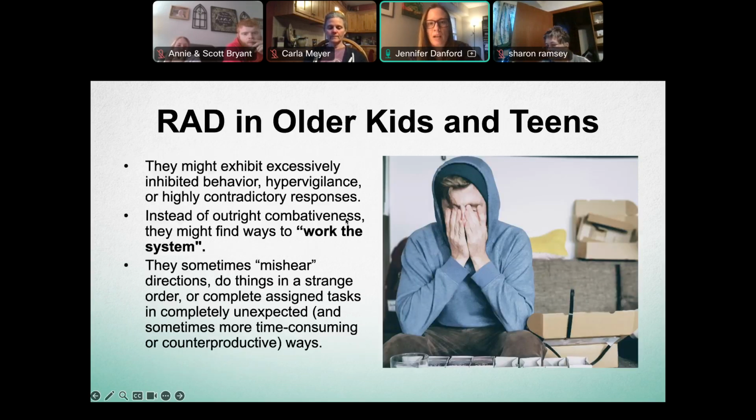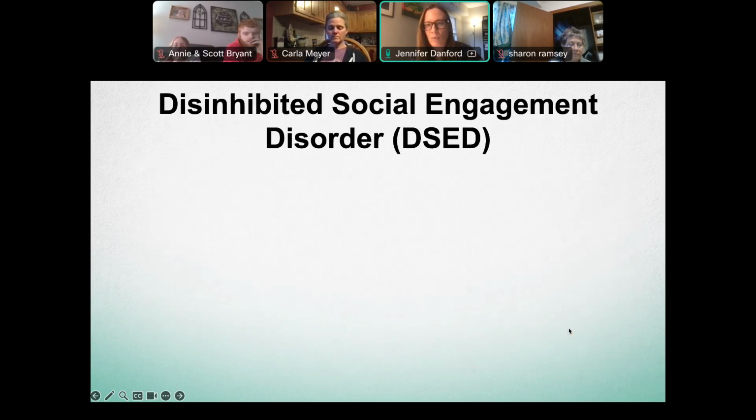In older kids, this is interesting. They might have hypervigilance, contradictory responses. Instead of just being combative, though, they might find ways to work the system. So we see this in older kids. They might mishear your directions, or maybe they might take your directions exactly to heart instead of taking them as they were being presented. So they complete tasks in unexpected and sometimes more time-consuming or counterproductive ways. So really just being difficult on purpose. So I'll talk about assessments too, because it's not up to you guys to try to figure out all of this. Although finding assessments could be difficult, it's important that we do this.